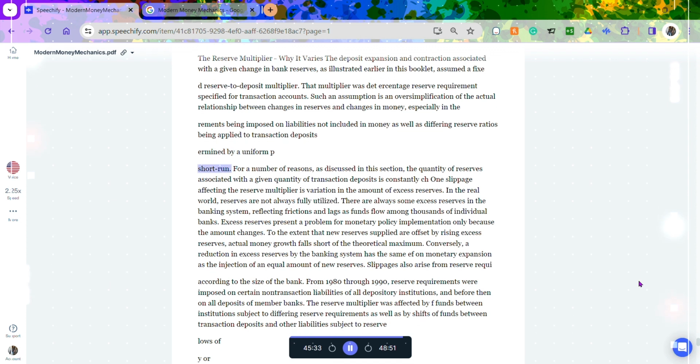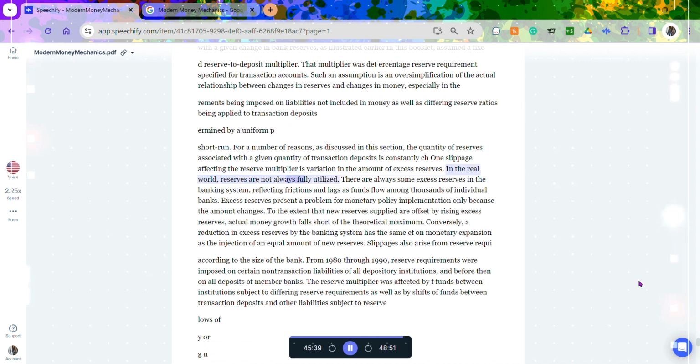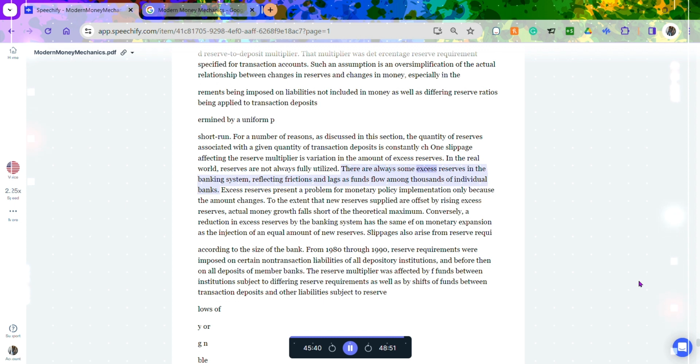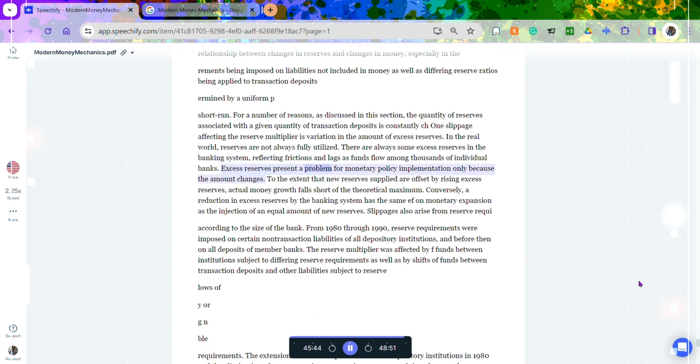For a number of reasons, as discussed in this section, the quantity of reserves associated with a given quantity of transaction deposits is constantly changing. Slippage affecting the reserve multiplier is variation in the amount of excess reserves. In the real world, reserves are not always fully utilized. There are always some excess reserves in the banking system, reflecting frictions and lags as funds flow among thousands of individual banks. Excess reserves present a problem for monetary policy implementation only because the amount changes.